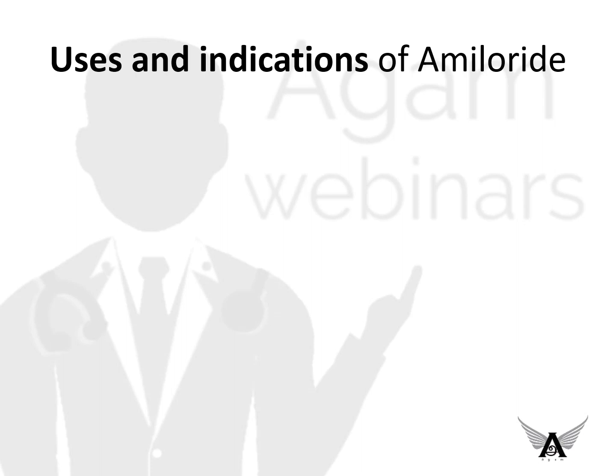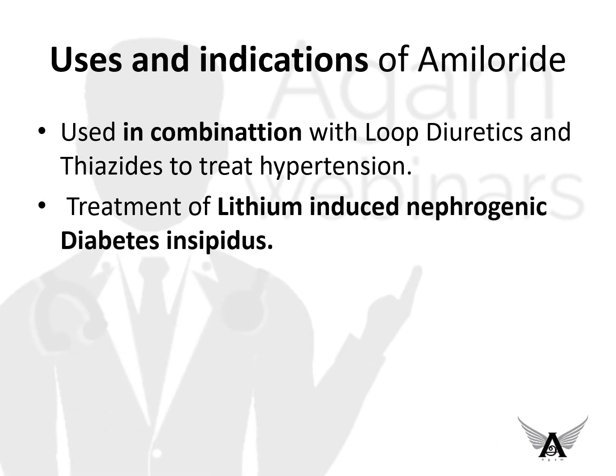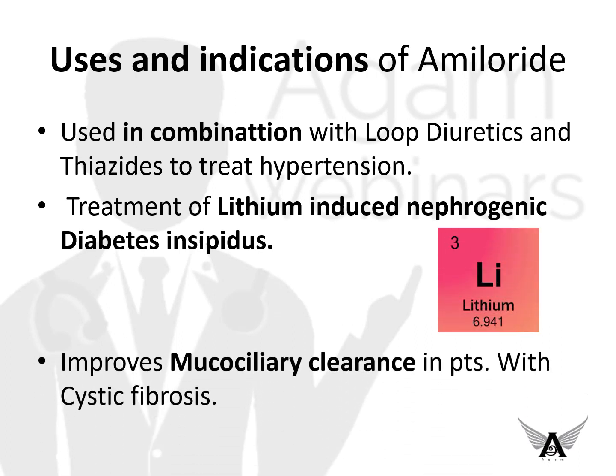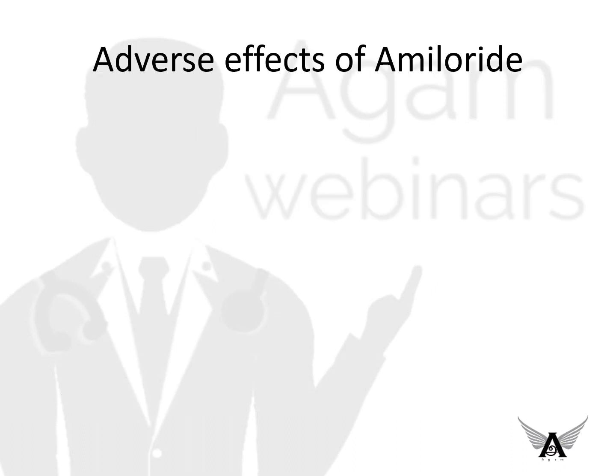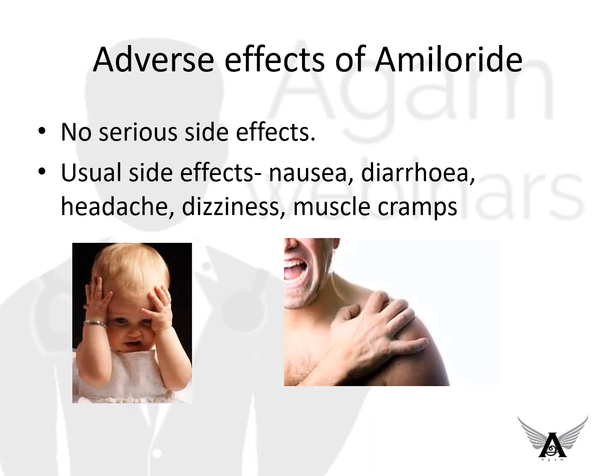Uses and indications of amiloride. Okay, it is used in combination with loop diuretics and thiazides to treat hypertension. Treatment of lithium-induced nephrogenic diabetes insipidus. It improves mucociliary clearance in patients with cystic fibrosis. Now, the adverse effects of amiloride. There are no serious side effects. The usual side effects include nausea, diarrhea, headache, dizziness, and muscle cramps.